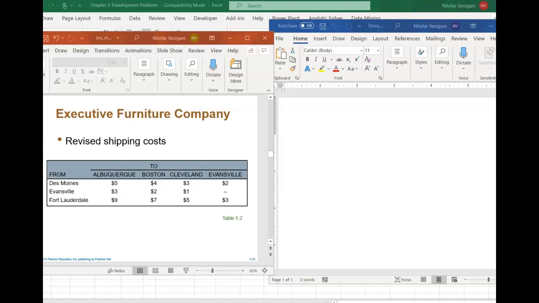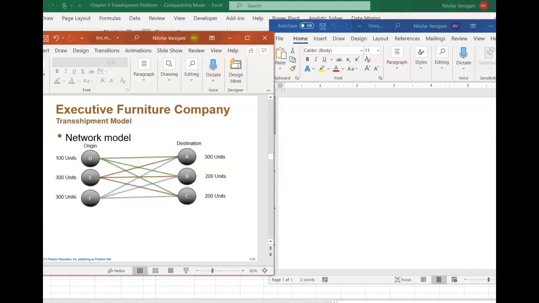As before, the company has 3 factories in Des Moines, Evansville, and Fort Lauderdale, and warehouses in Albuquerque, Cleveland, and Boston. Recall that the supply at each factory and the demand at each warehouse were shown in the slide deck for chapter 5. The original network diagram for this particular example looks something like this, where you have 3 supply nodes and 3 demand nodes. The numbers next to the nodes represent the capacity for the supply nodes and the demand requirement for the destination nodes. Now let's modify this example so that it becomes a transshipment model.